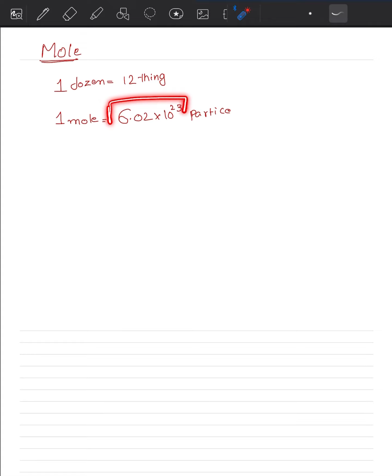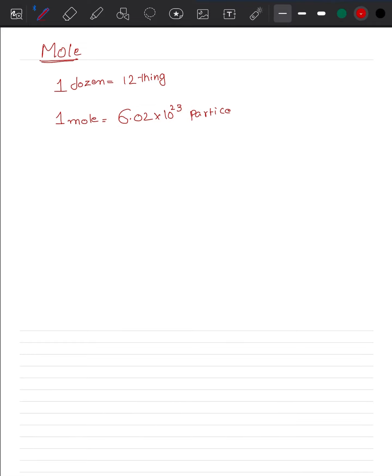First of all, we will learn what a mole is. Let's take an example. Let's say we have 1 dozen. How many things do we have in 1 dozen? We have 12 things. It can be 12 bananas or 12 oranges. In the same way, one mole of anything has 6.02 × 10^23 particles. Anything which has this number of particles, we call it 1 mole.